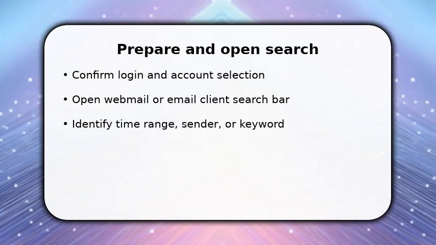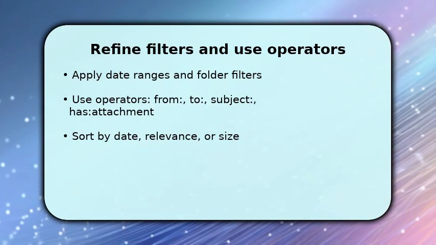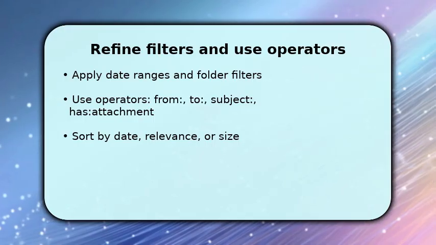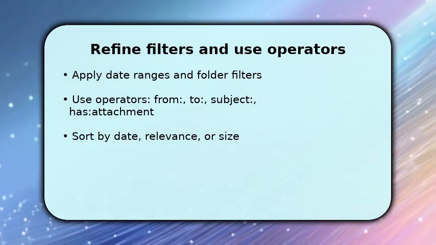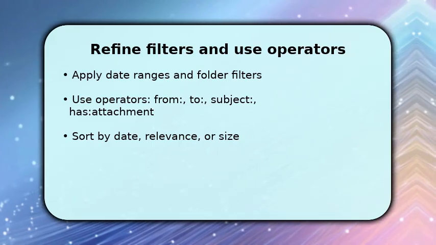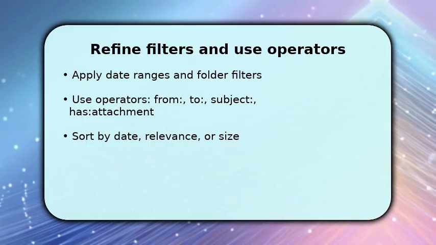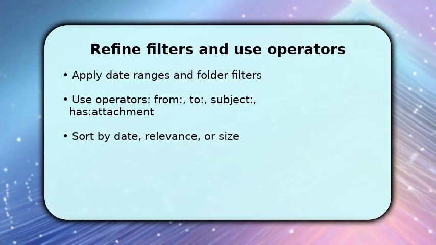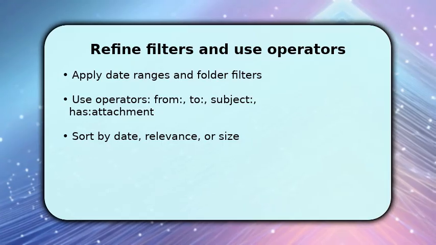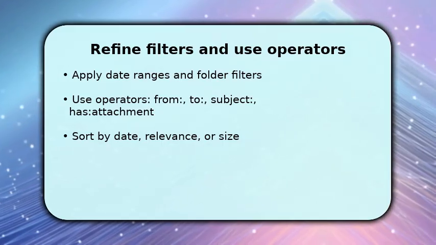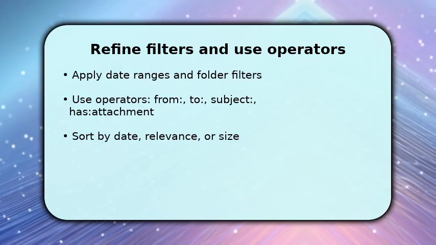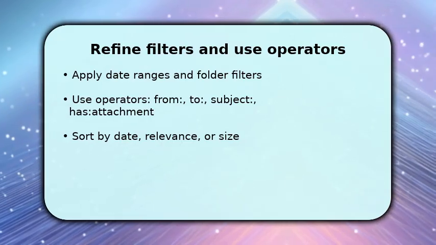Now you refine the search using advanced operators and filters to cut through noise. For example, enter from:alice@example, subject:invoice, and add a date range to limit to 1 year. If the client supports flags like has:attachment or label:archive, include them to isolate messages with files or archived labels. Then, sort results by date or relevance so the newest or most matching items appear first.